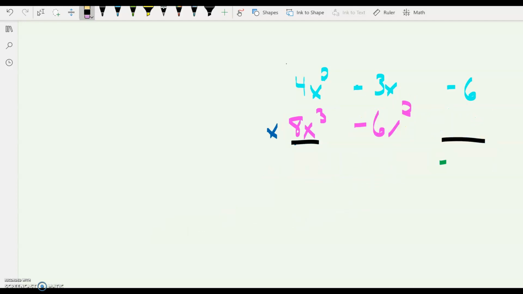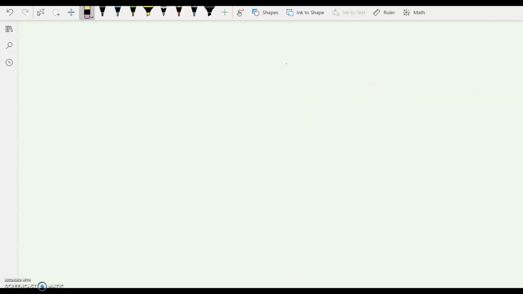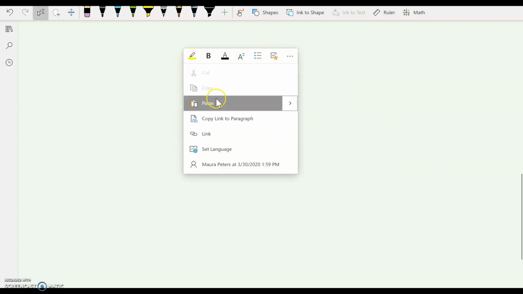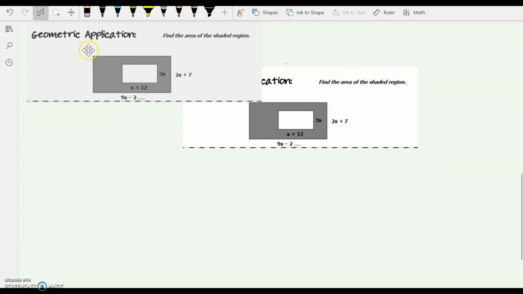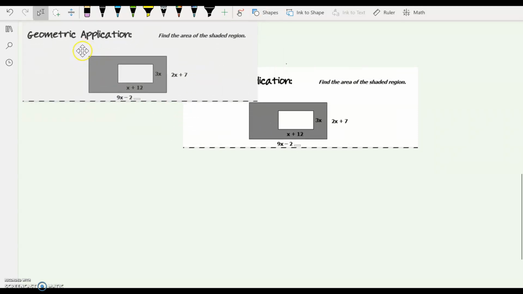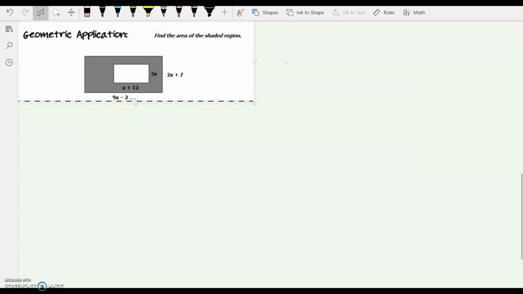So I'm going to clear the screen here and drop in your geometric application problem. We are looking for the area of the shaded region. In order to find it, we first have to find the area of the larger outside rectangle, the whole thing.